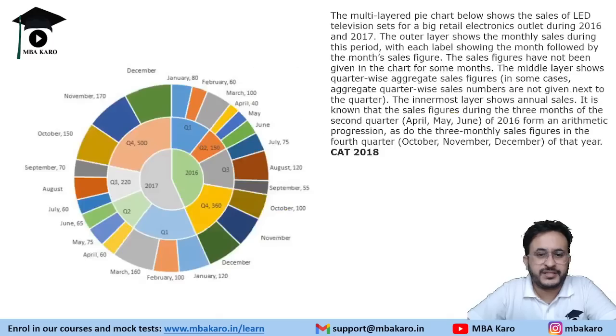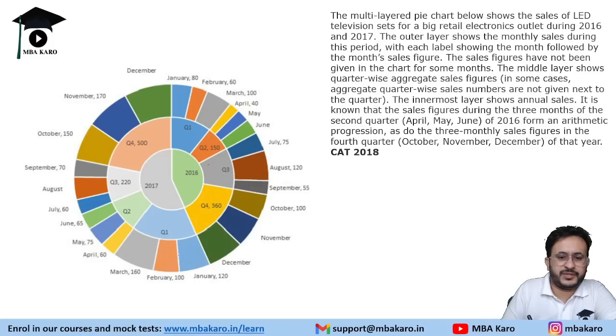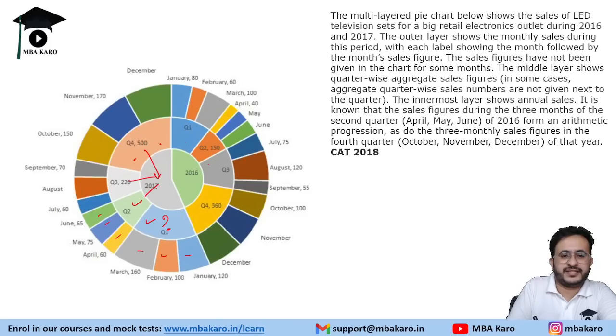The next question was in CAT 2018. Again, that was a pie chart, a triple layer pie chart. So what we had to do was, we were given the quarterly sales, right? Somewhere the annual sales was given, quarterly sales was given. So if you have to find this quarter, we'll just add these three values, you will get this quarter. This quarter is given, so add these four, you will get the annual sales.